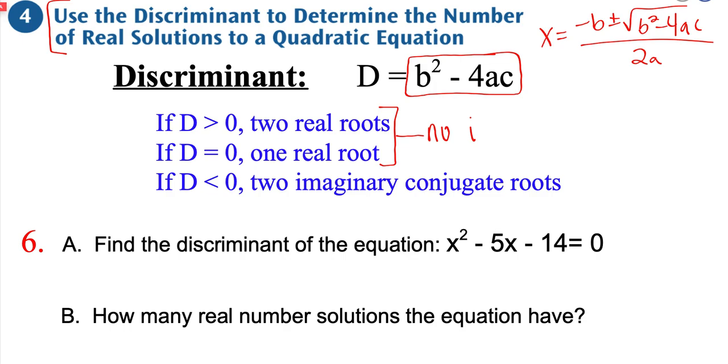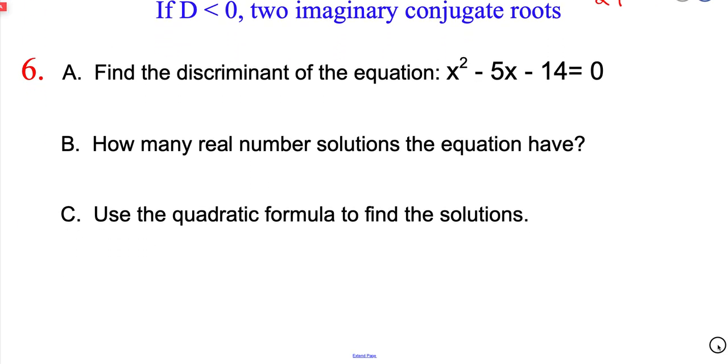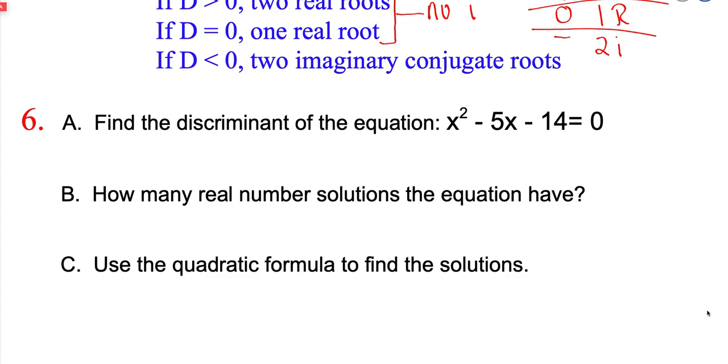All right? So really what we're thinking is, is this going to be positive? Is it going to be a 0? Or is it going to be a negative? Those 3 tell you that we got 2 real, 1 real, or 2 complex. Those are the 3 options with the discriminant. That's really what you got to remember. Okay? So let's give it a shot. Let's use the discriminant here and see what we get.